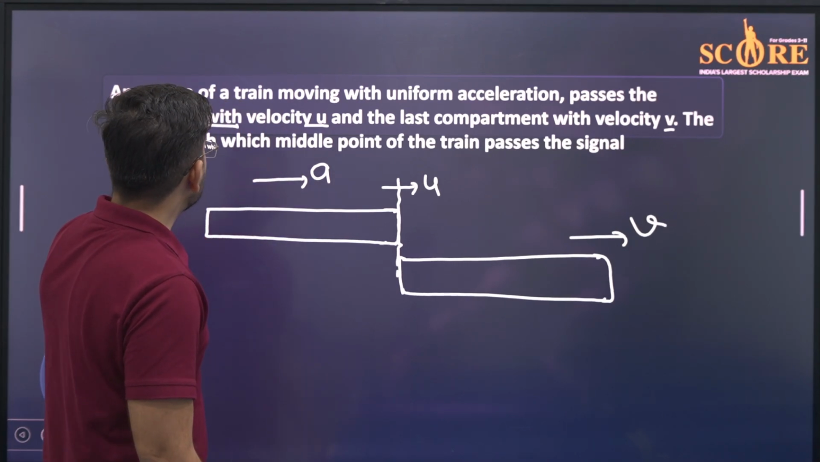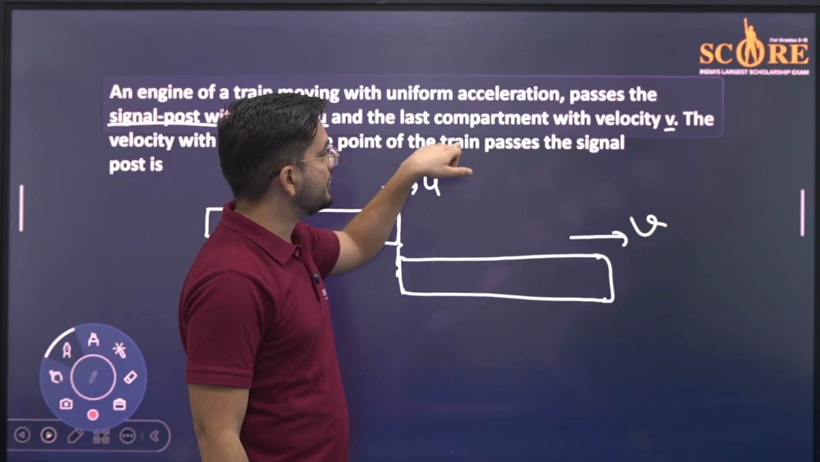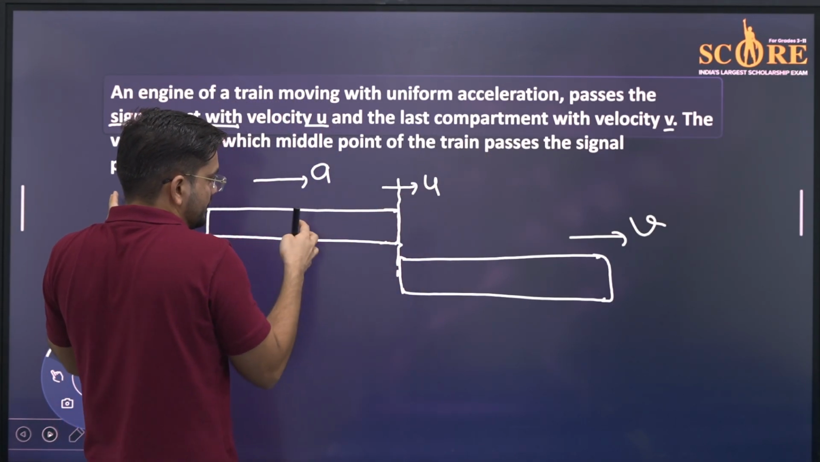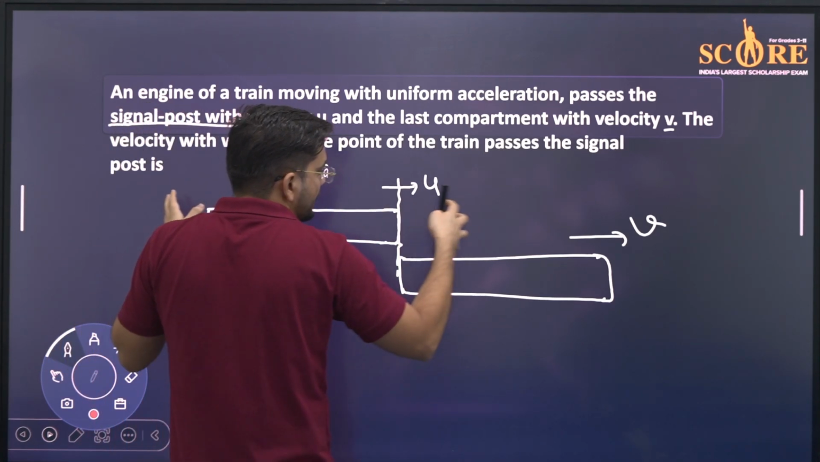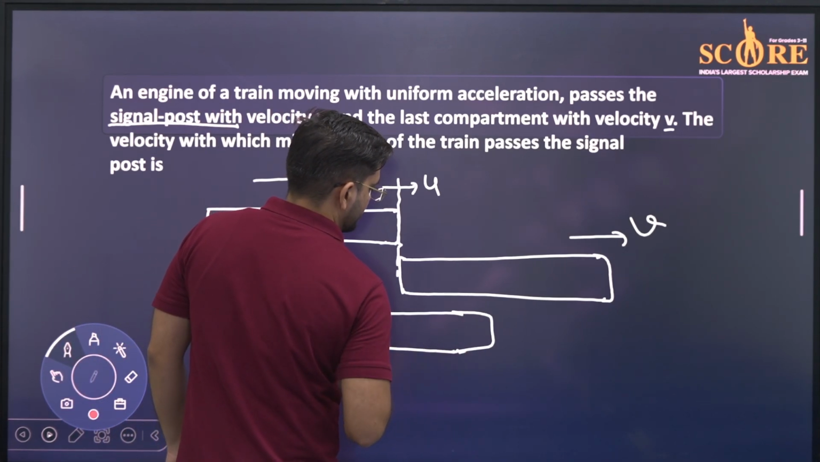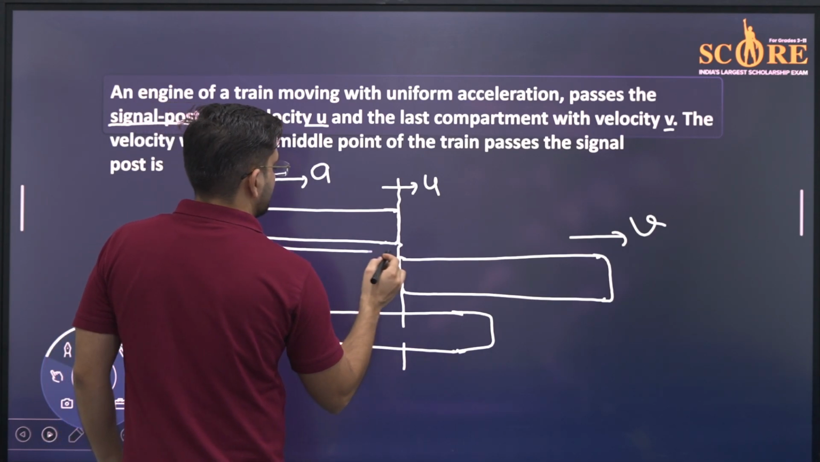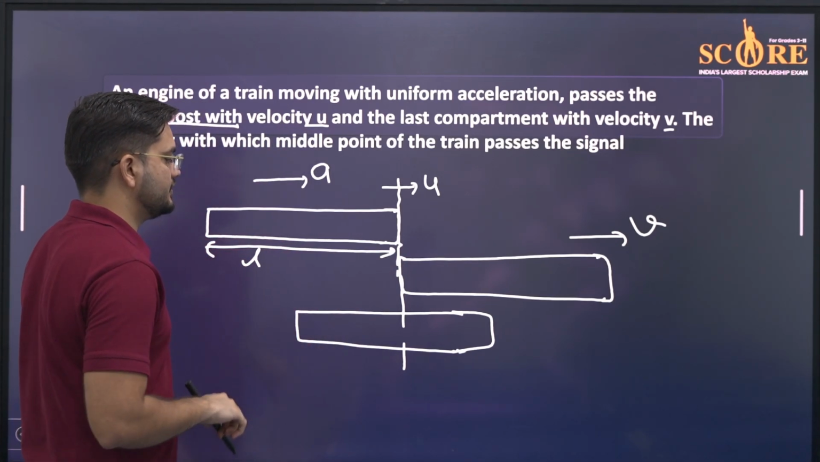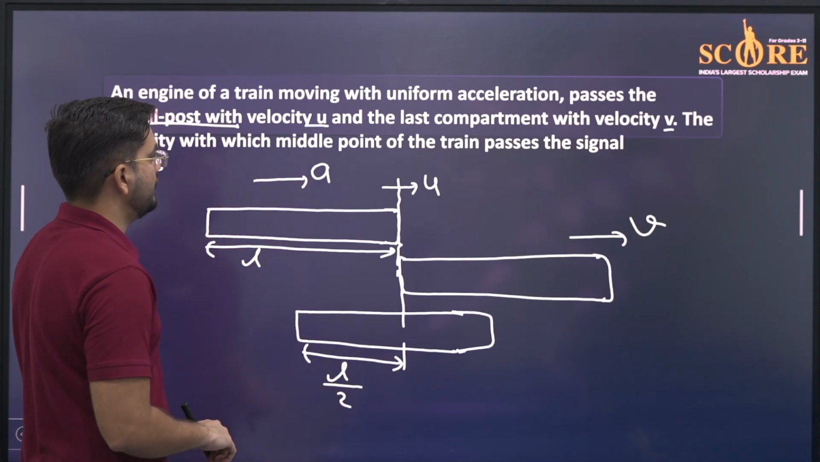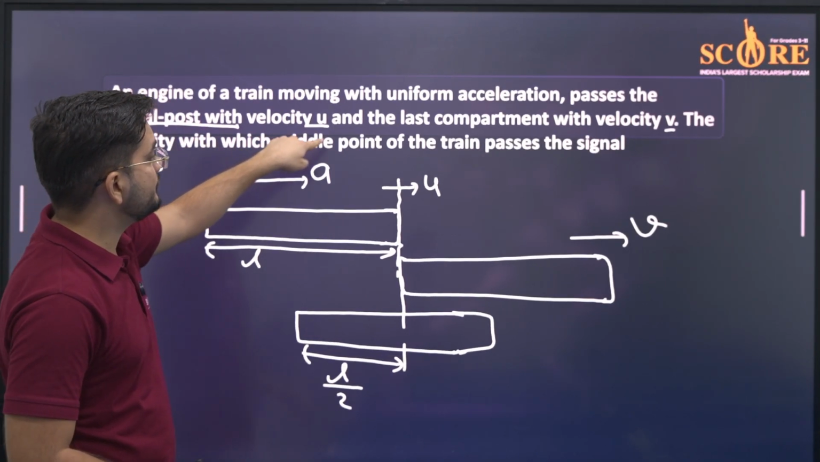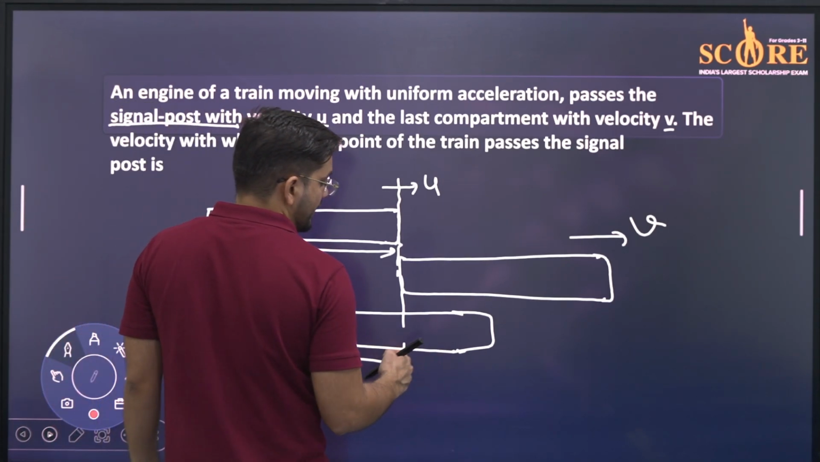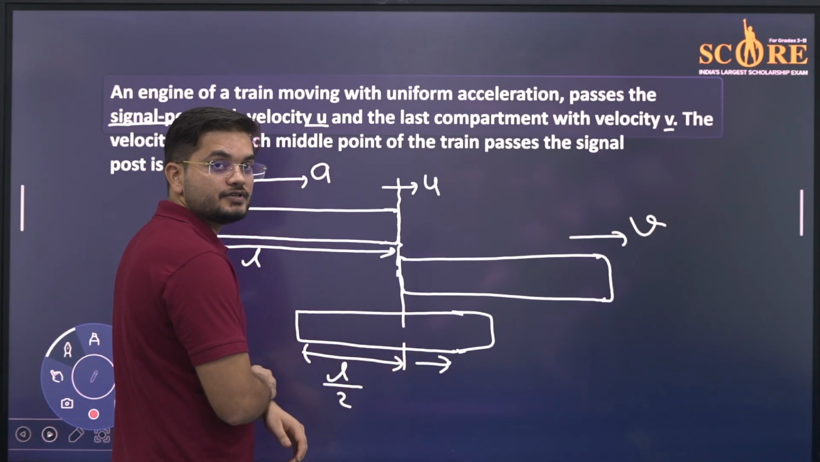क्लियर? The velocity with which middle point of the train passes the signal. अब इस बीच में जब ट्रेन आगे एक्सेलरेट कर रही है, तो जब ट्रेन इस पोजीशन पे होगी, if we consider length of the train is L, then this length will be L by 2. Velocity with which middle point of the train passes the signal post is. So we have to find velocity of the train at this position.